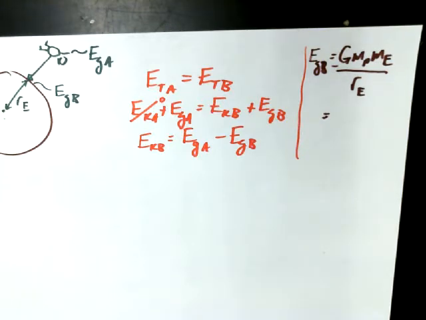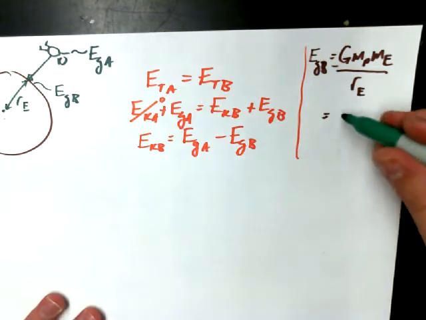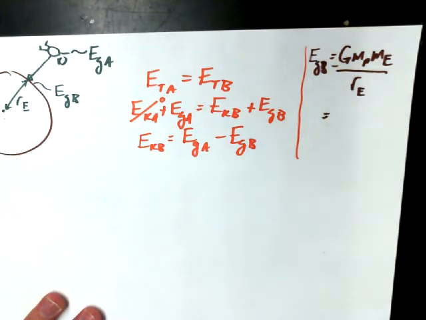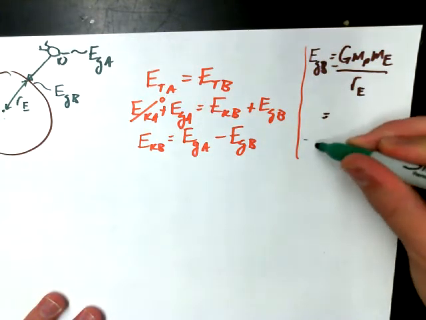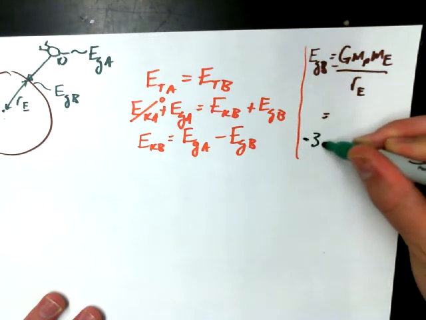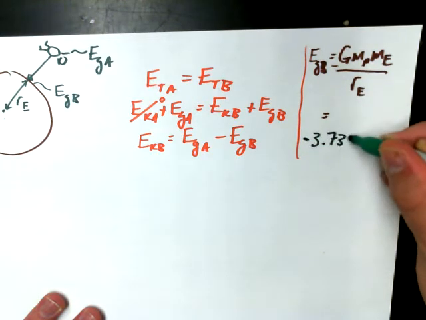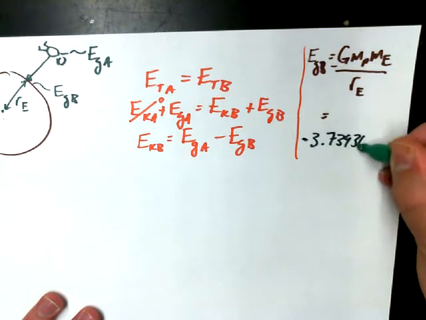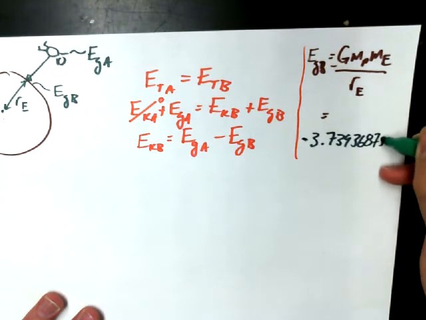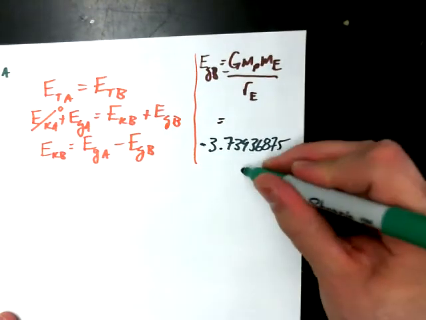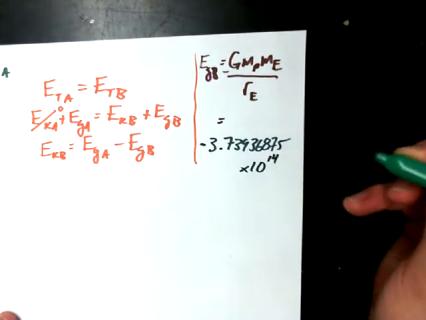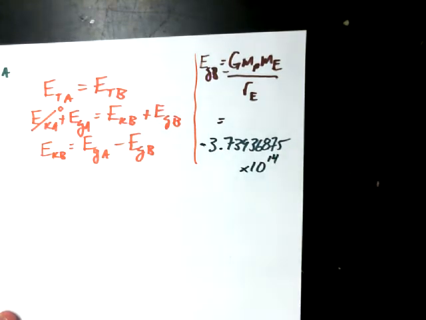Did you get it already? Yeah. Okay. Negative 3.739368... Say it again. Negative 3.7393685 times 10 to the power of 14. What is mine? That's not showing up.